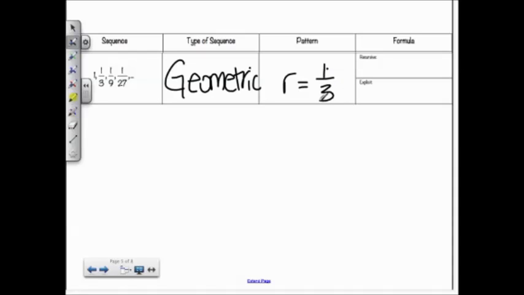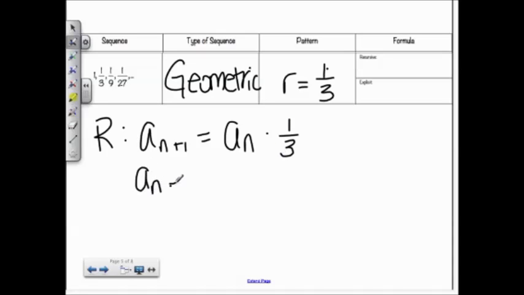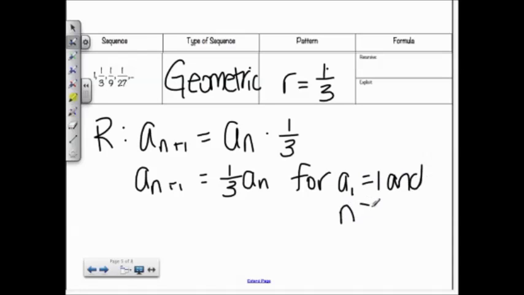Okay, so now let's find our recursive sequence. Now our recursive sequence is going to be a sub n plus 1 equals a sub n multiplied by 1/3. So I'm going to say that a sub n plus 1 equals 1/3 of a sub n, which should make sense to you again because each term is 1/3 smaller than the term before it. Okay, for a sub 1 equals 1 and n is greater than or equal to 1.